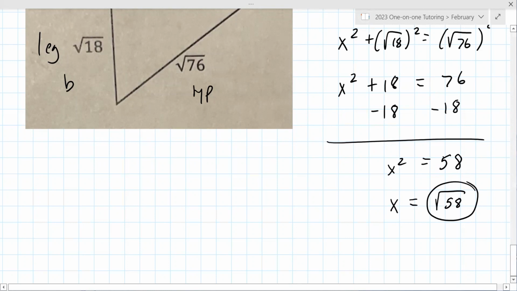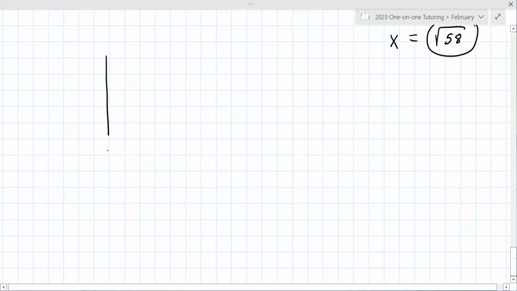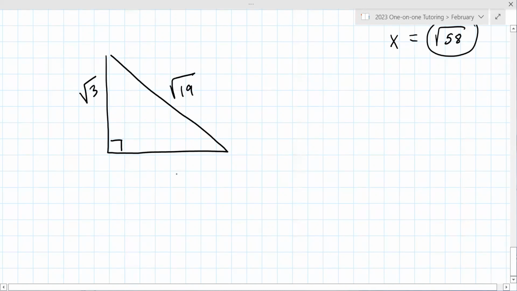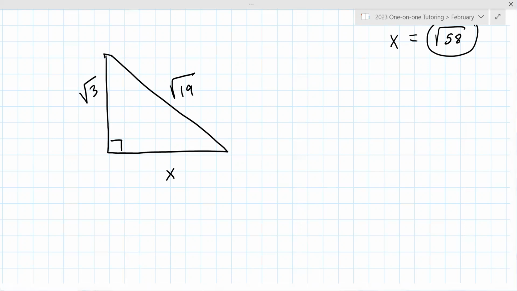Okay, so let's have you try one now. Let's say this is the square root of 3, and this is the square root of 19, and this is x. I want you to solve for x, just like we did in the previous problem.